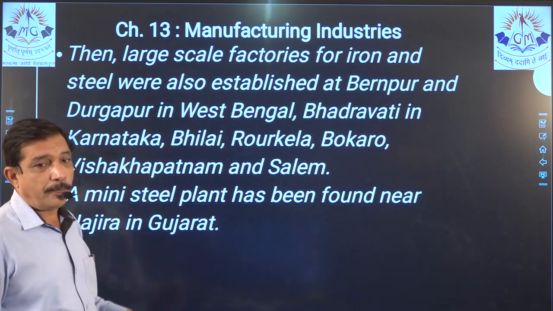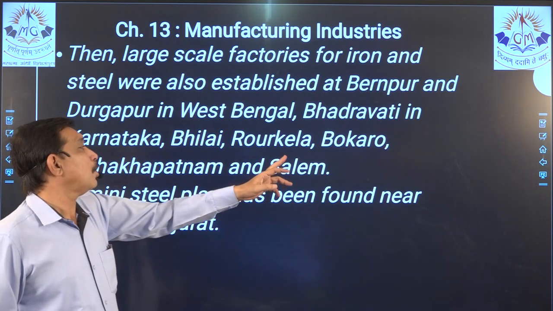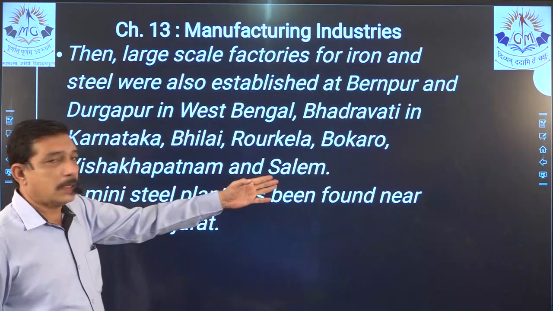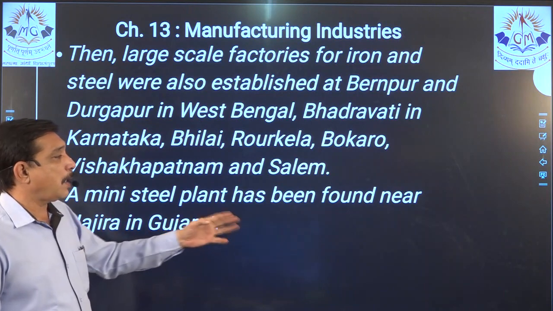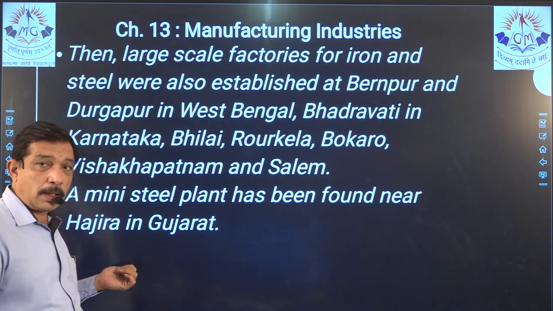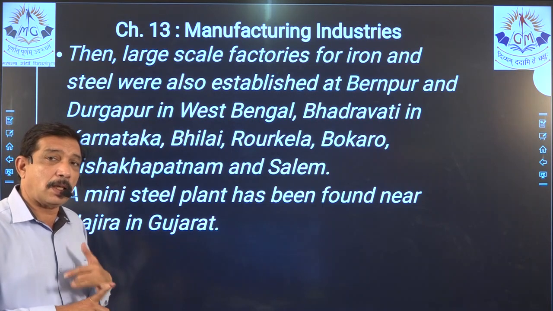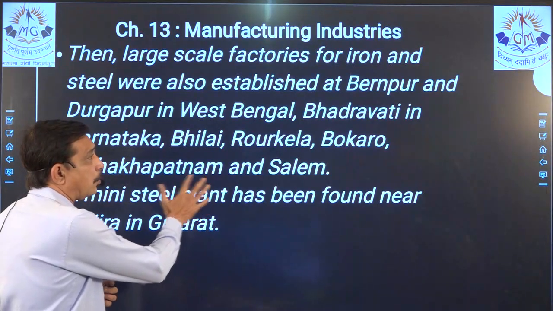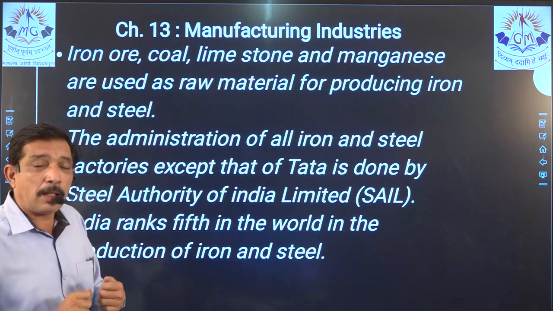Bhadravati in Karnataka, right? Bhilai, Rourkela, Bokaro, Visakhapatnam and Salem. Salem is in Tamil Nadu, Visakhapatnam is in Andhra. A mini steel plant has been found near Hazira. This is important, this is again MCQ, right? In Gujarat, where is the mini steel plant? It can be in MCQ, it can be in fill in the blanks, etc. So we see that 4 mark questions are not to be opted out, right? They are to be read specially.